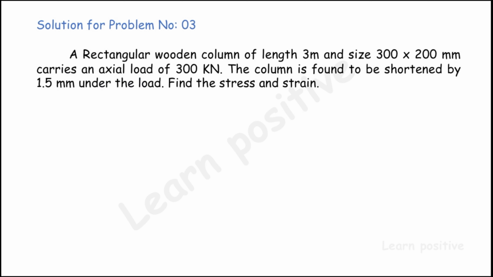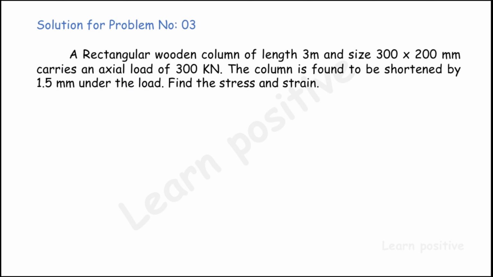First we are going to see they have given a wooden piece. So it is a rectangular shape with a length of 3 meter and its breadth and thickness is 300 into 200 mm, and it carries a load of up to 300 kilonewton and it has a deformation. So the column is found to be shortened. Due to the compressive load, the wooden piece is compressed and changes in length by 1.5 mm. So it is a change in length, that is 1.5 mm due to the load, and we are going to find the stress and strain.